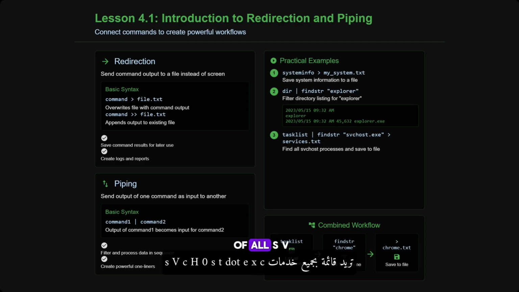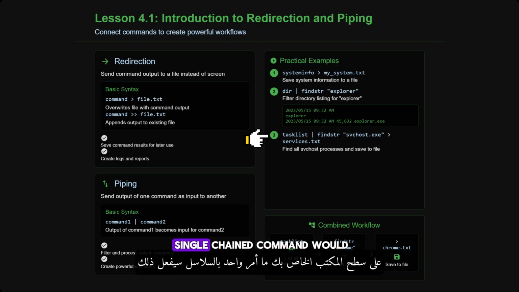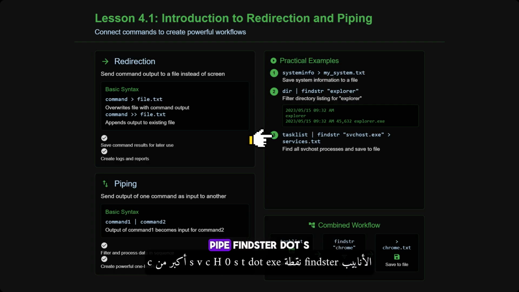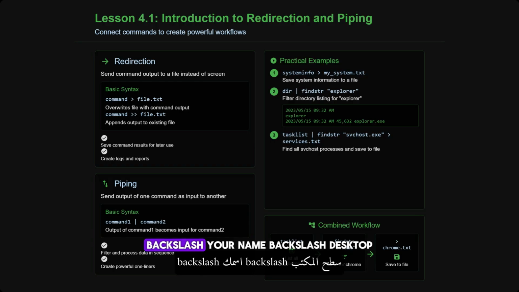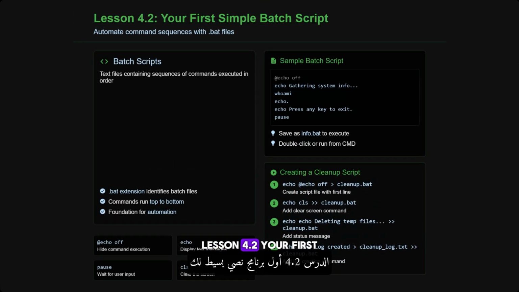You want a list of all svchost.exe services saved to a file named servicelist.txt on your desktop. What single chained command would do it? The answer is tasklist | findstr svchost.exe > c:\users\username\desktop\servicelist.txt.